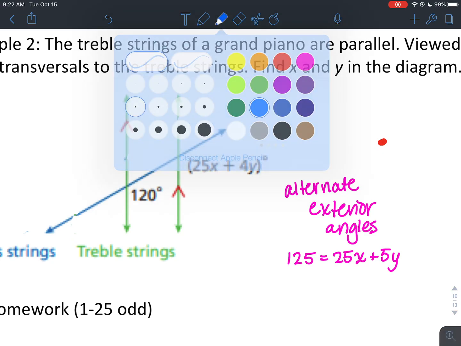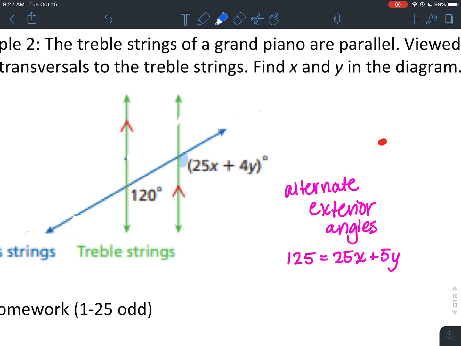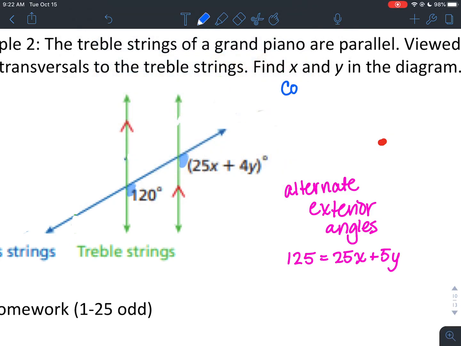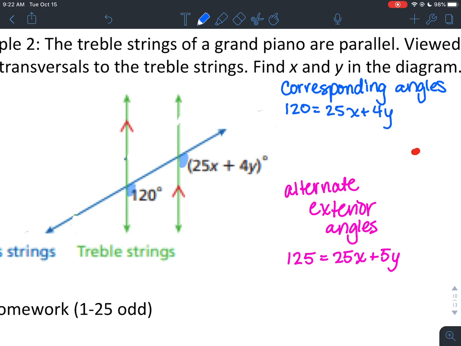And the angles that I'm talking about now, let me switch colors, I'll switch to blue. The angles I'm talking about now are this one and this one. And those two angles are corresponding angles. And what I know about corresponding angles is they're congruent if and only if those lines are parallel. And I know those lines are parallel because I have that red arrow. We already talked about that. So congruent means that their measures are equal. So that means 120 equals 25x plus 4y.